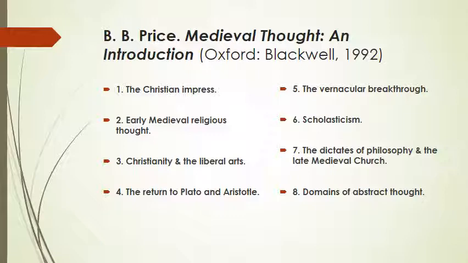After a preface and introduction, she provides us with 8 substantive chapters as follows: the Christian impress, early medieval religious thought, Christianity and the liberal arts, the return to Plato and Aristotle, the vernacular breakthrough, scholasticism, the dictates of philosophy in the late medieval church, and domains of abstract thought.